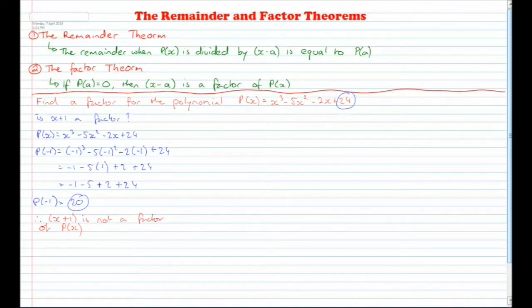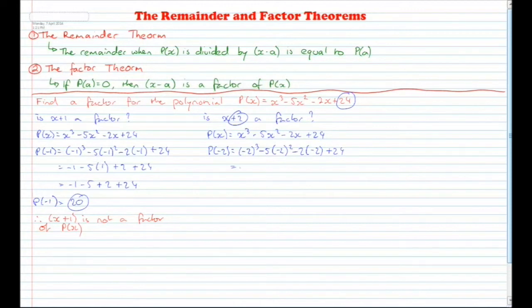Alright, well let's try out another one now. Let's try, for example, x plus 2. So I want to see, is x plus 2 a factor? Alright, well let's substitute in p of negative 2 then, because I want to see if x plus 2 is a factor. So p of x again is equal to x cubed minus 5x squared minus 2x plus 24. I want to find out if x plus 2 is a factor, so I write p of negative 2 because I write the opposite. And I write negative 2 cubed minus 5 times negative 2 squared minus 2 times negative 2 plus 24.